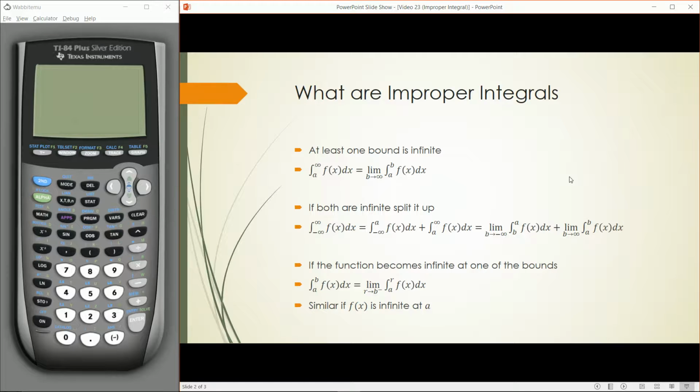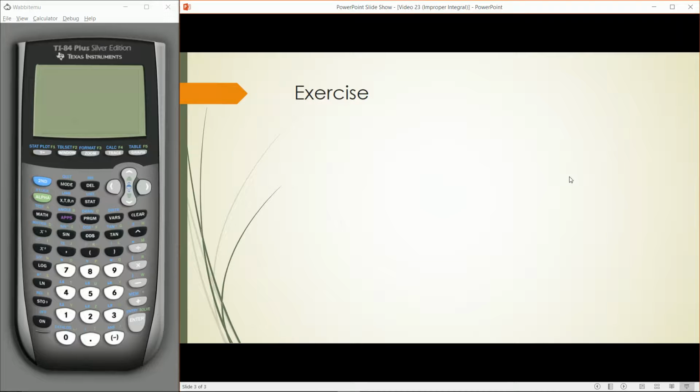So that's all there is to improper integrals. So let's go and take a look at an exercise. So go ahead and try and find the integral of this setup. All right.